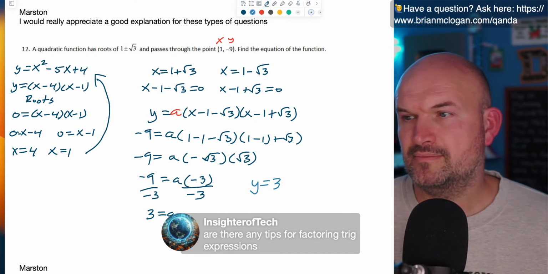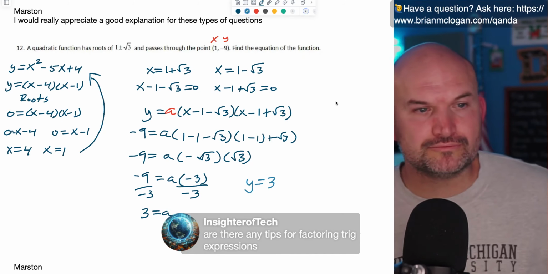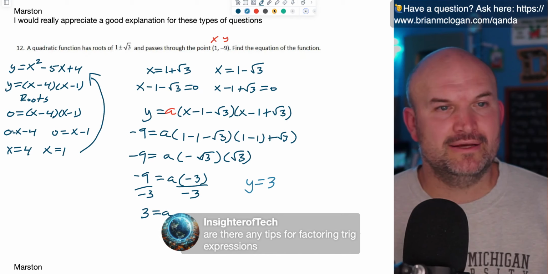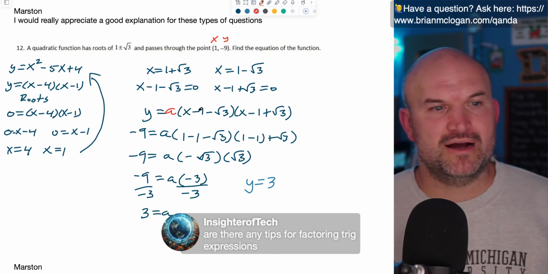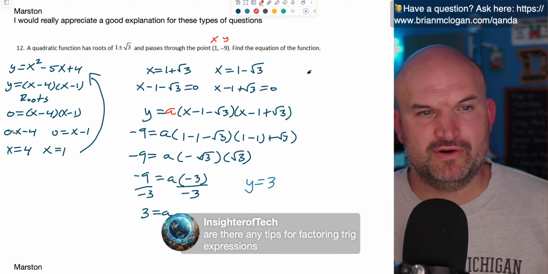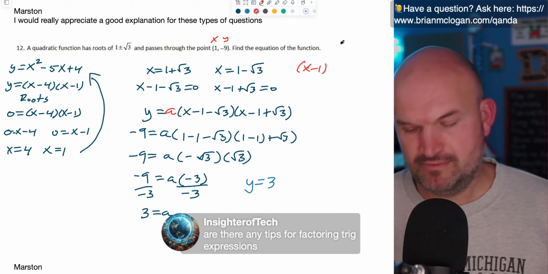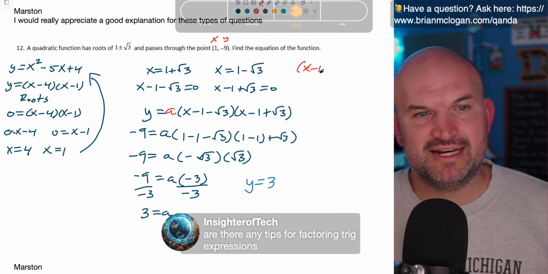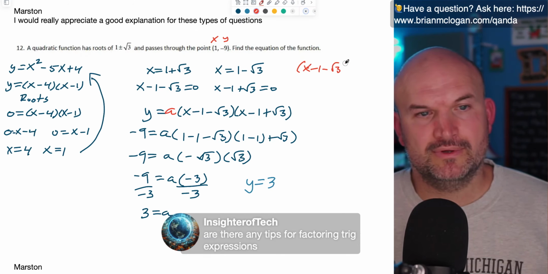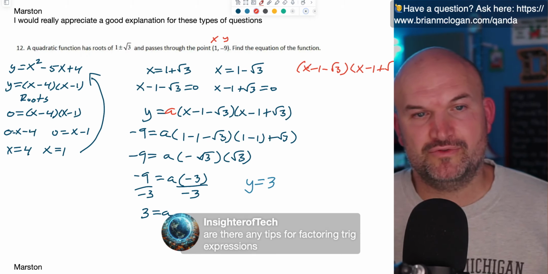Okay. All right. So I want to make sure I have enough room on there. So how could I multiply all of these out? Or how could I multiply these to get to my equation? So it's fine to plug it in right there. So if I was going to multiply this, x minus 1 minus the square root of 3 times x minus 1 plus the square root of 3.